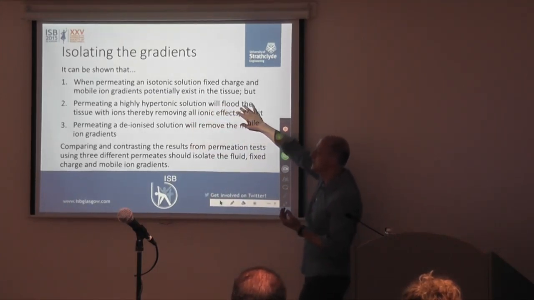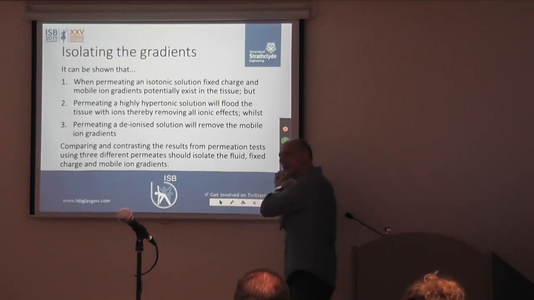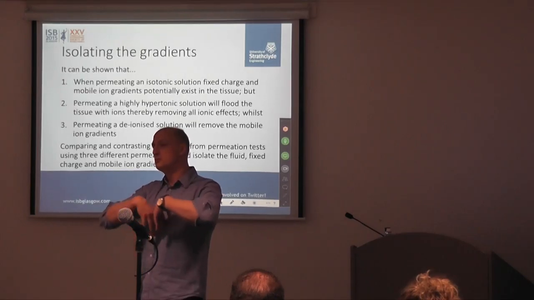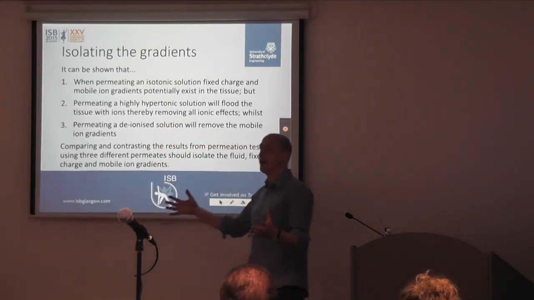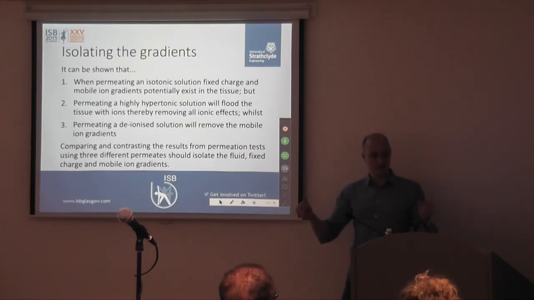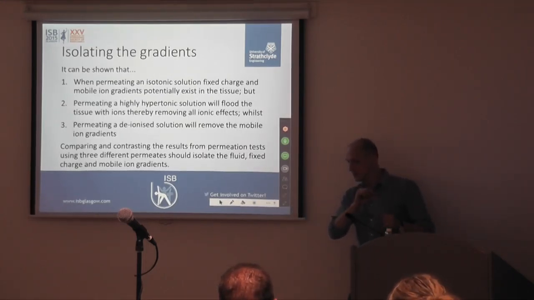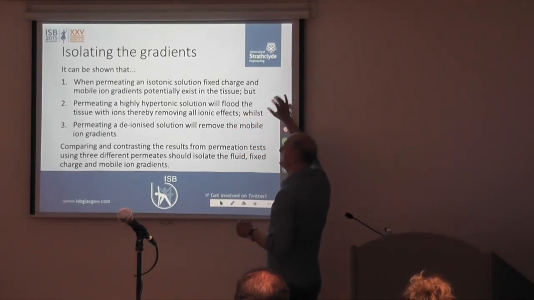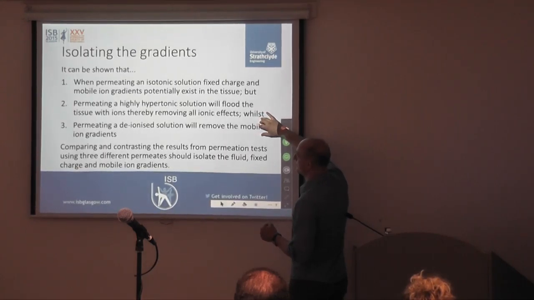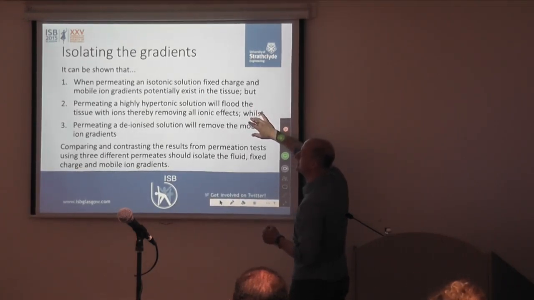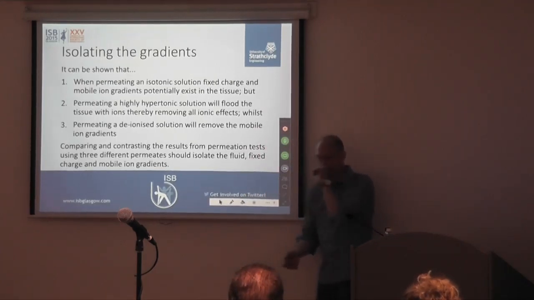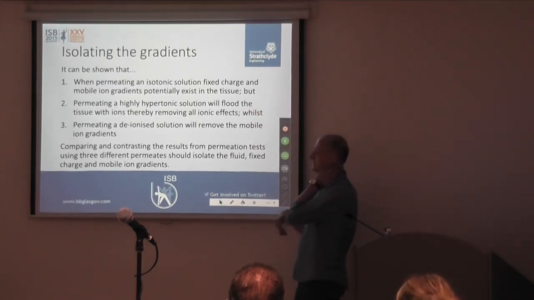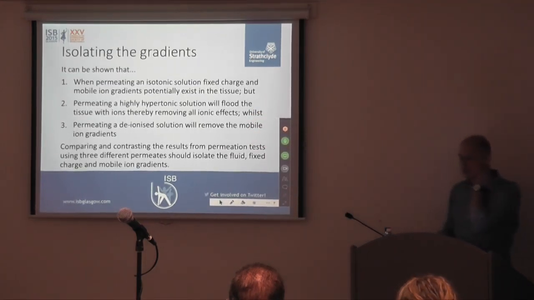If you permeate a really hypertonic solution through it, you're just flooding the whole tissue with ions. You just put so much salt in there that all these mobile ion gradients disappear, but you still get the gradients due to the fixed charges. And if you permeate a deionized solution, that gets rid of all ionic effects. Permeating deionized solution just removes the mobile ion gradients. So we compared and contrasted the results from permeating these three different liquids through the tissue.